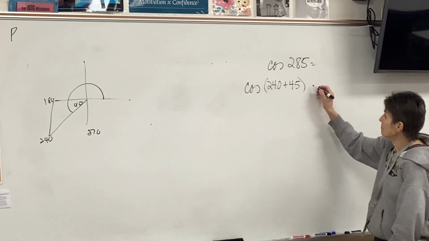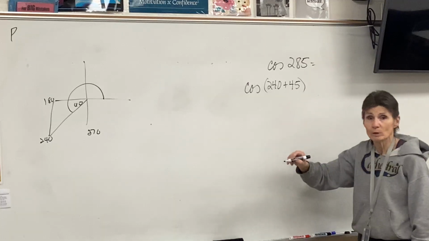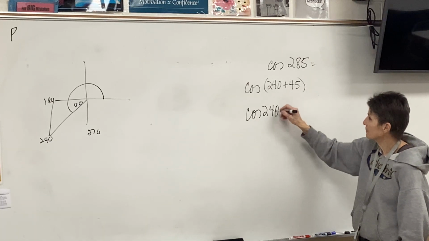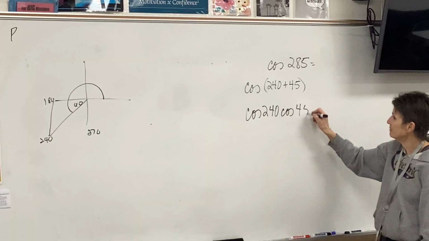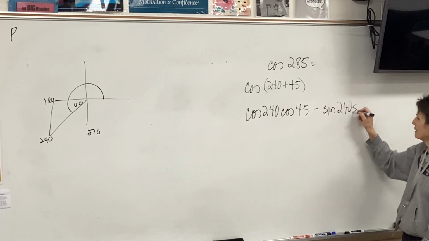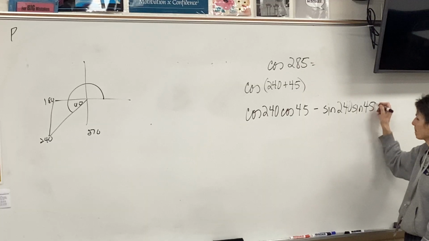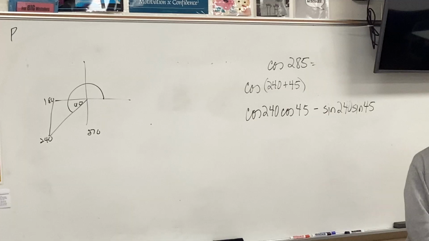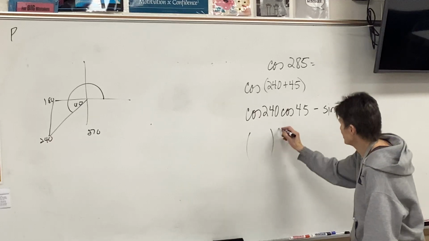Okay, so what's the formula for the cosine of 240 plus 45? Cosine 240, cosine 45, minus sine 240, sine 45. So cosine u plus v. Cosine u, cosine v, minus sine u, sine v. All right, let's start plugging in numbers.